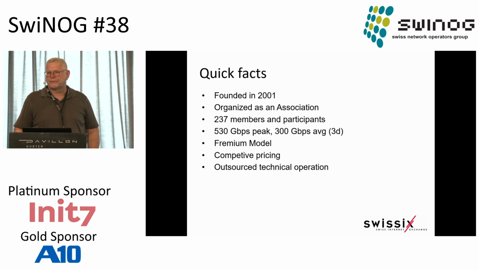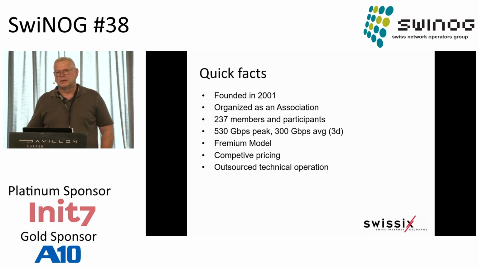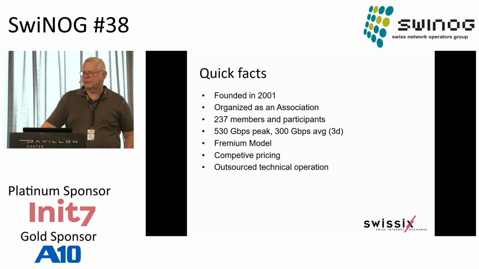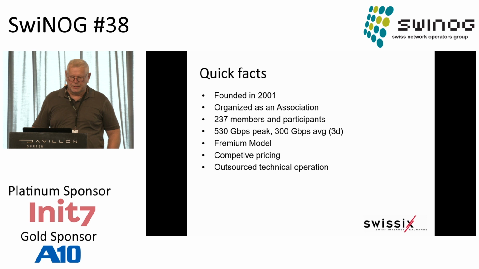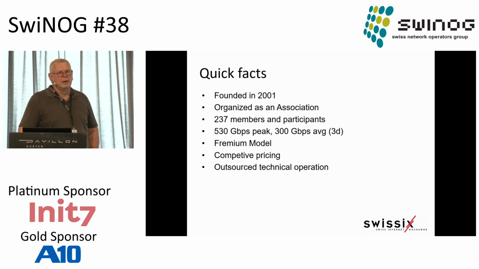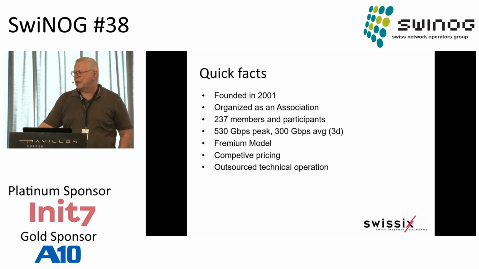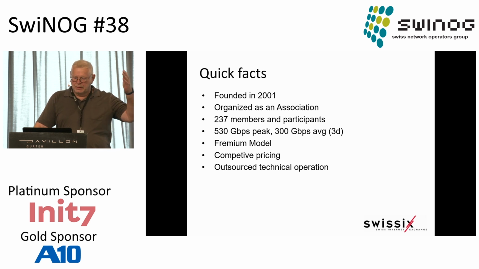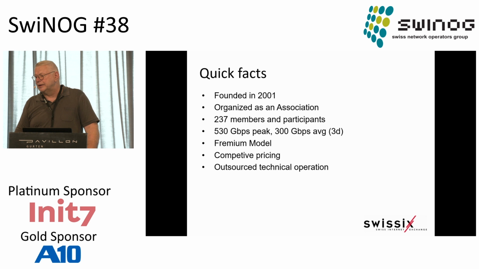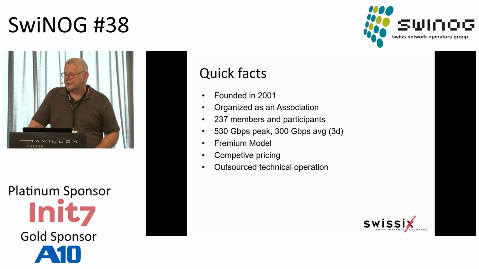237 members and participants doing 500 gigabits of peak and 300 gigabits average. We have a so-called freemium model. That means the 1 gig ports are still free, and if you want more bandwidth, 10 gigabits, 100 gigabits, you have to pay for it. There is a Google Docs document on the internet where Europe and some others rank the pricing between the different IXPs. I do not know if it is worldwide or Europe-wide, and SwiSIX definitely still has very competitive pricing.